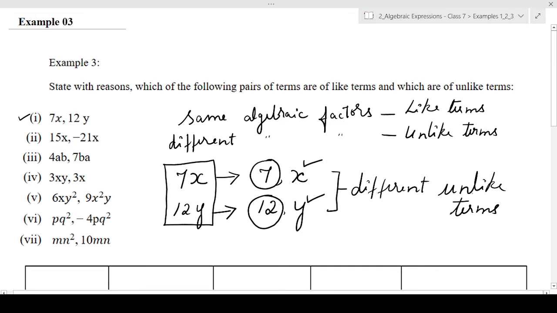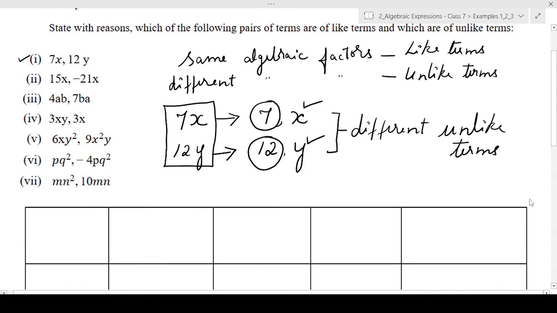The thing that you need to keep in mind is you need to look into only the algebraic factors of a term and not the numerical factors. Numerical factors can be any number. It can be 7, it can be 12, it can be 10 and 13. The numerical factors can be different, but we look into only the algebraic factors to identify whether they are like terms or unlike terms. We'll just go ahead and start solving these problems.